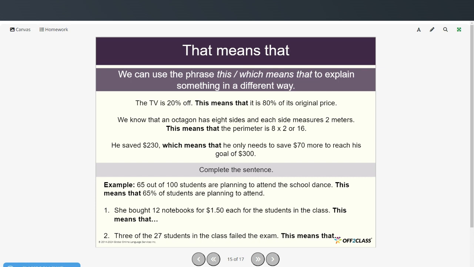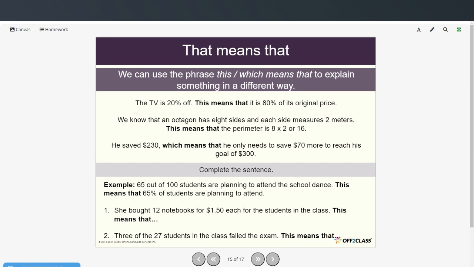All right, now this time you can complete these sentences. First we have an example. 65 out of 100 students are planning to attend the school dance. This means that 65% of the students are planning to attend.